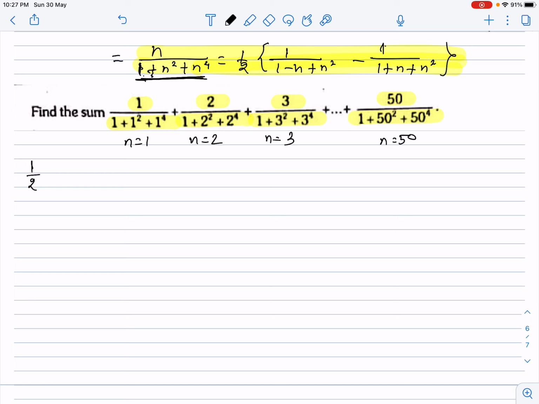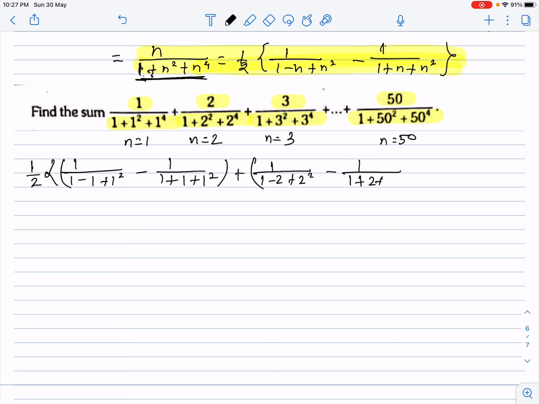So the first thing can be written by me by using the form written on the right hand side of the above form. 1 divided by 1 minus 1 plus 1 square, then minus 1 divided by 1 plus 1 square. Then for n is equal to 2, I would write 1 divided by 1 minus 2 plus 2 square minus 1 upon 1 plus 2 square. Then for n is equal to 3, 1 divided by 1 minus 3 plus 3 square minus 1 divided by 1 plus 3 square. Hope you guys would have got my point. Is it very much clear to all of you?